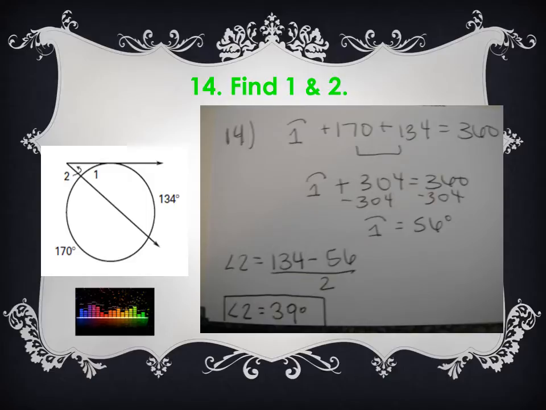Now we can go back and use the formula that we picked out in the beginning. Angle 2, which is the angle whose vertex is outside the circle, is equal to the far arc, which is 134 degrees, minus the near arc, which we just found to be 56, divided by 2. When you put this into the calculator, it is 39 degrees. Don't forget to use the fraction button or your answer may be a little off.